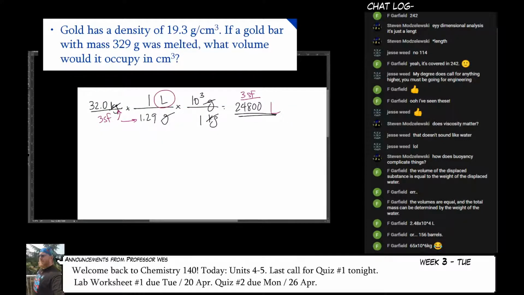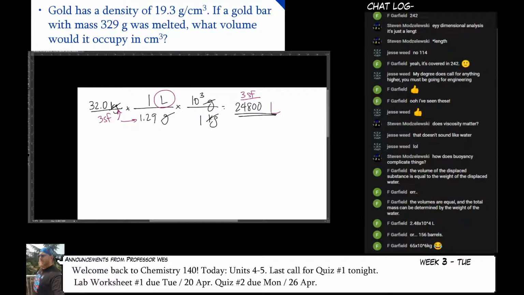So these are really straightforward problems. We're going to give you more practice at these in the laboratory that I'm going to talk about after we take a break.